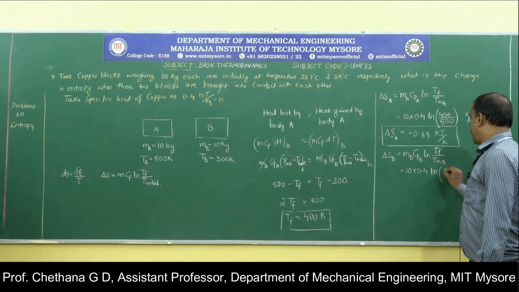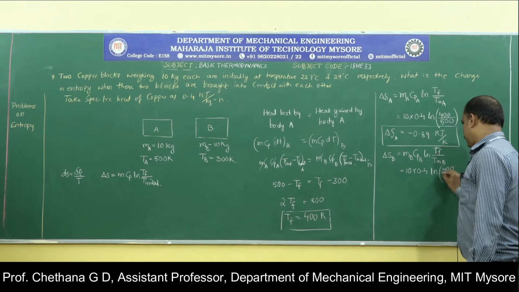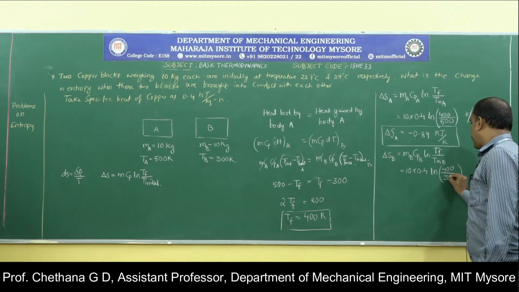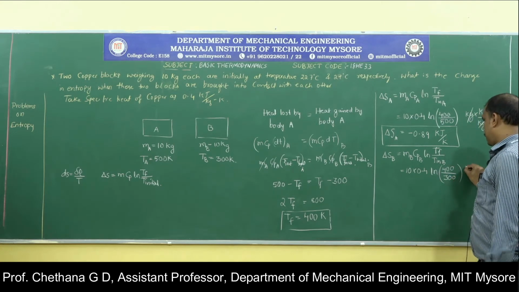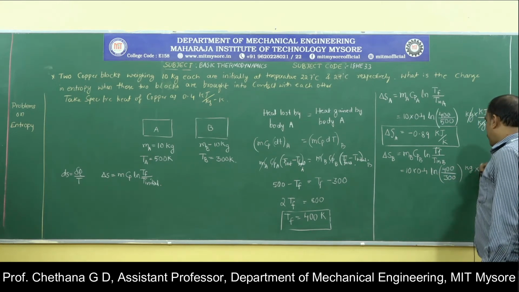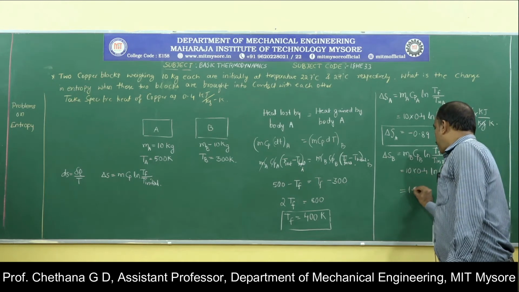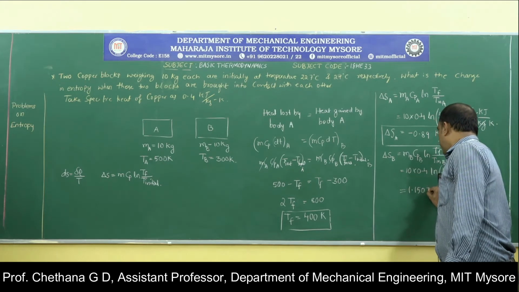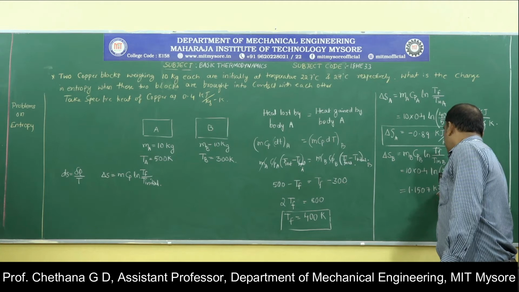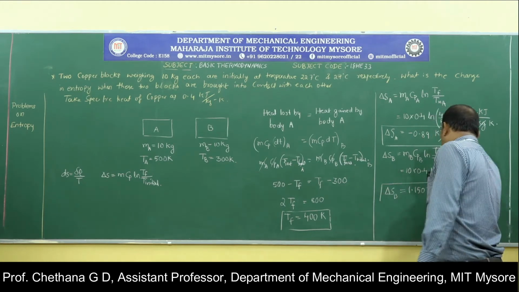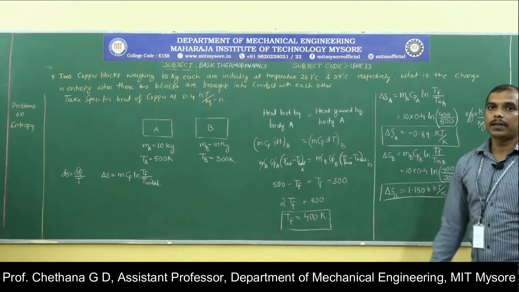Then ln of T final is 400, T initial of B is 300. Now unit, same unit kg, then kilojoule per kg Kelvin you are substituting, you will get kilojoule per Kelvin. This we are getting 1.1507 kilojoule per Kelvin. So change in entropy of body B has to be positive because delta Q is positive for body B.